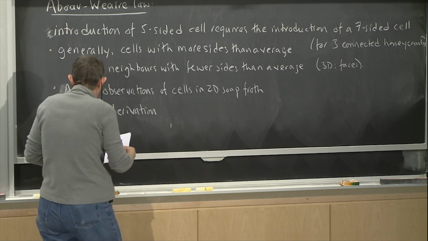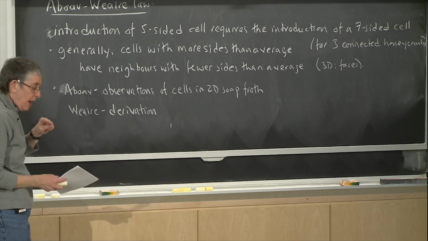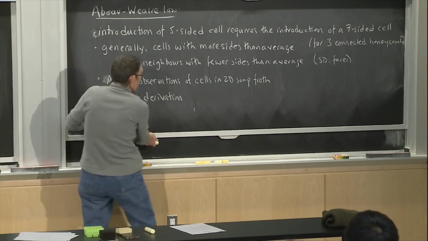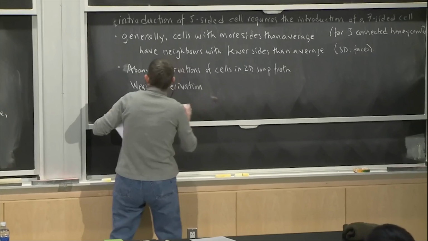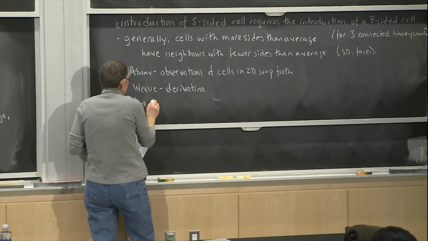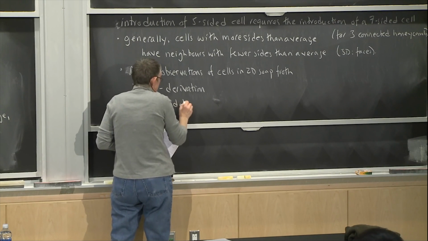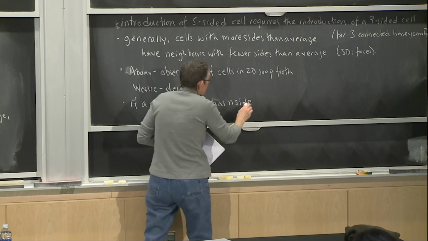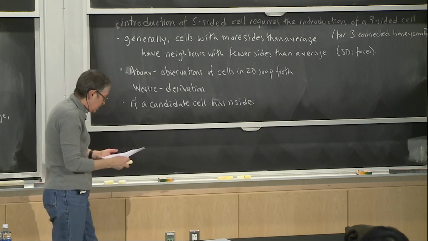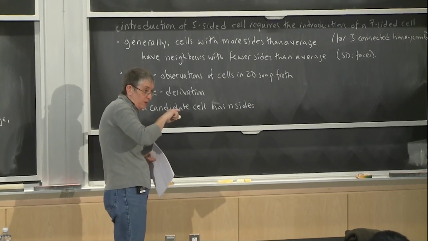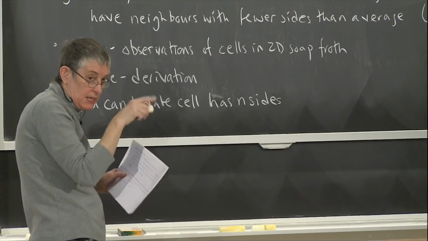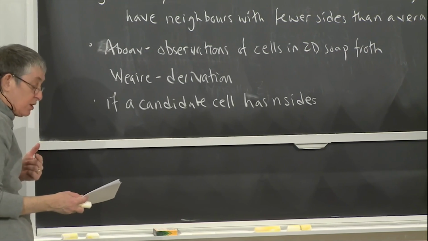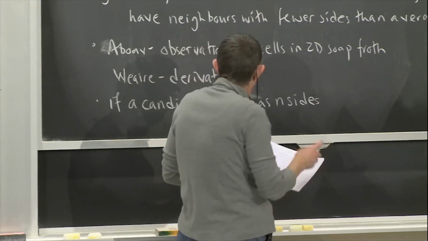And the equation that they came up with relates the average number of sides in the cells surrounding a candidate cell. So say you have a candidate cell, and say it has n sides. So you look at one particular cell and count up, it's got n sides around it. And then you count up the number of sides of all the cells surrounding it. It has n neighbors because it has n sides. So then the average number of sides of the n neighbors is called m bar.